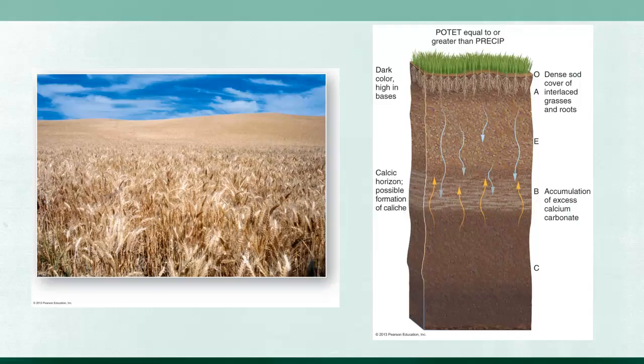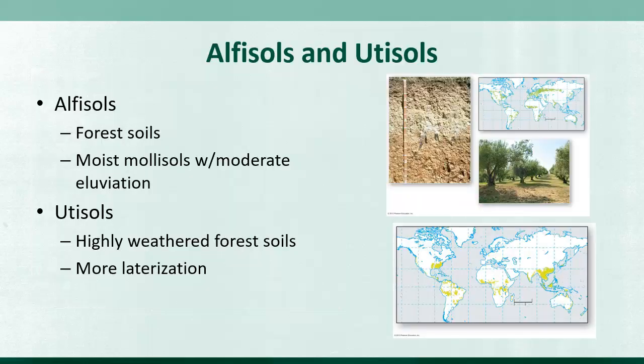This is a little diagram that shows that process of calcification and a wheat field. The mollisols are often paired with the alfisols and ultisols that are found in the same parts of the world. The alfisols are only moderately leached, which means that they're not as weathered, and so they're good places for agriculture as well.